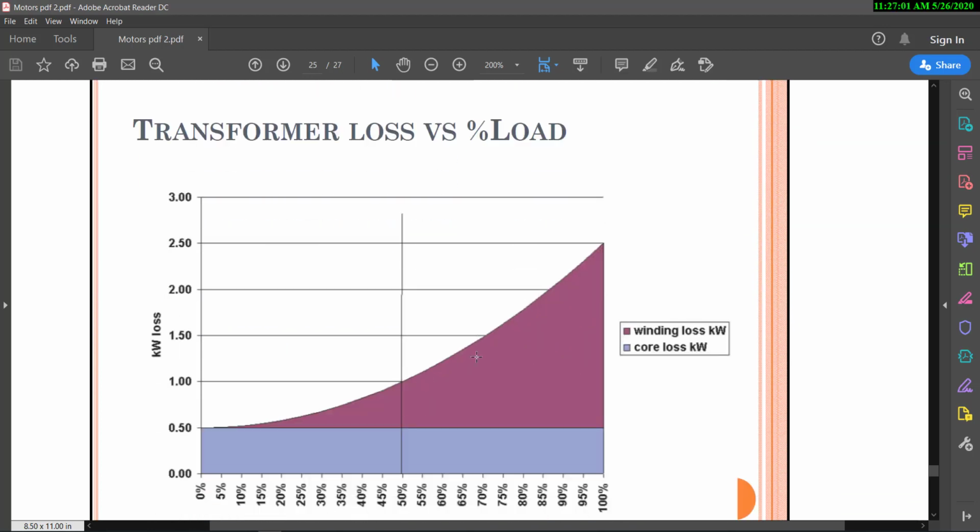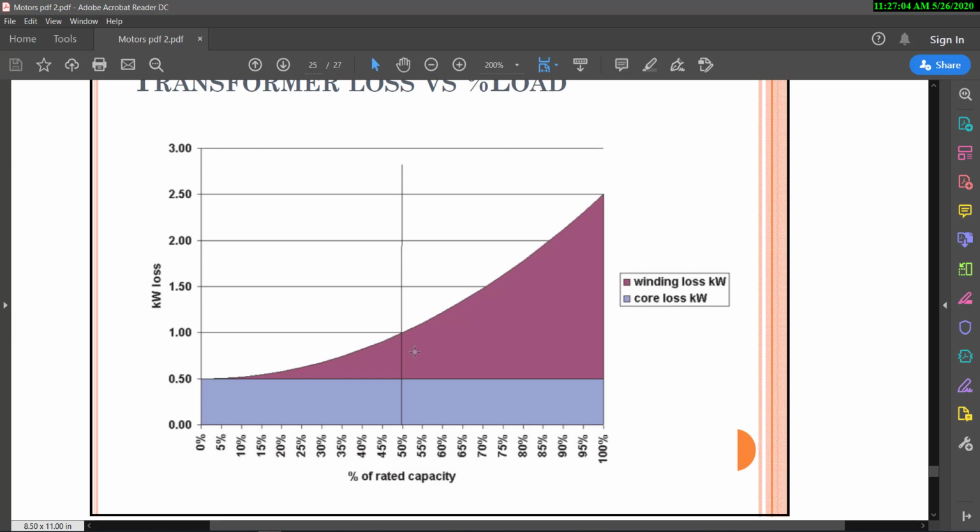Here it is shown the percentage transformer capacity versus kilowatt loss, that is the characteristic between percentage of rated capacity versus kilowatt loss. The violet color denotes the winding loss in kilowatts, that is for 100 percent of the rated capacity it is 2.5 kilowatt or 2500 watts. The sky blue color denotes the core loss in kilowatts, it is constant for all percentages of capacity.